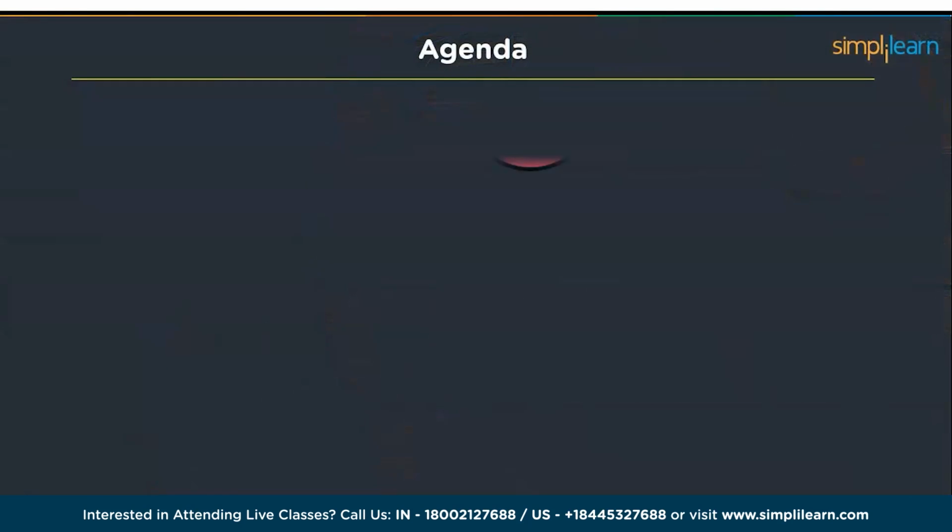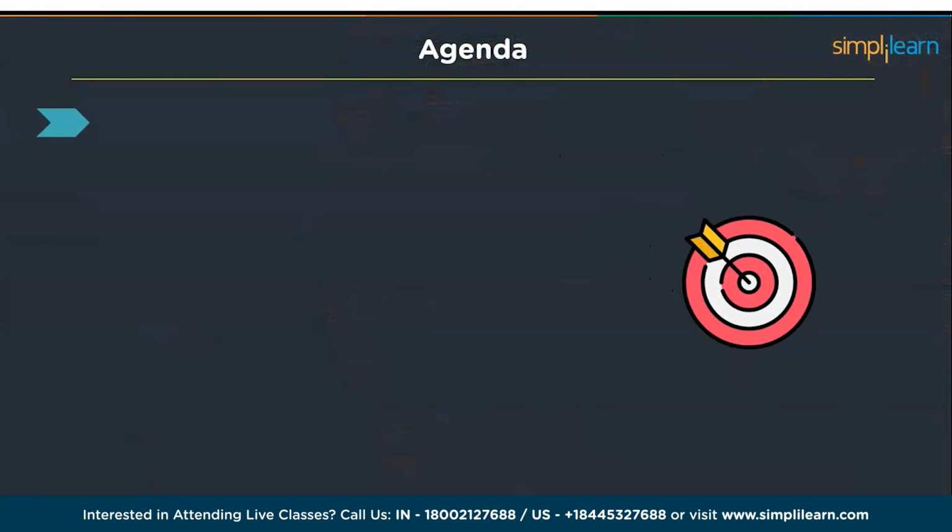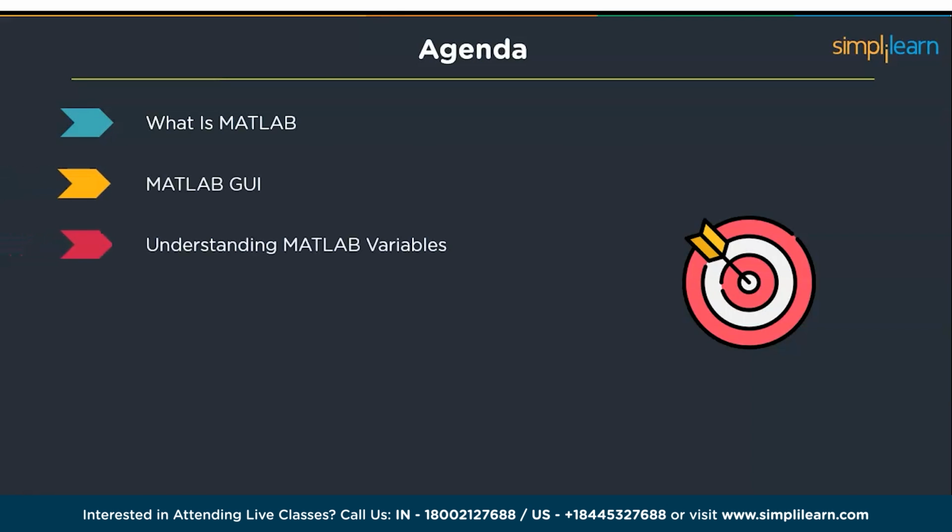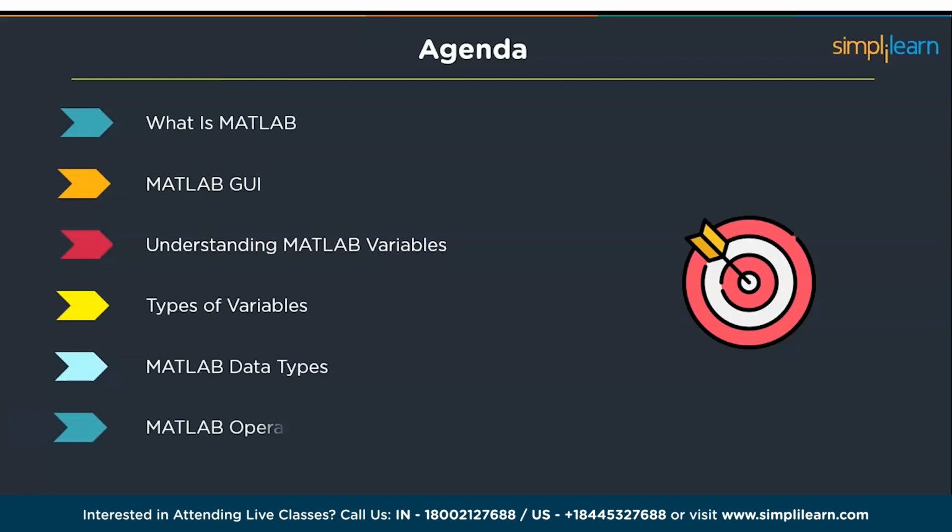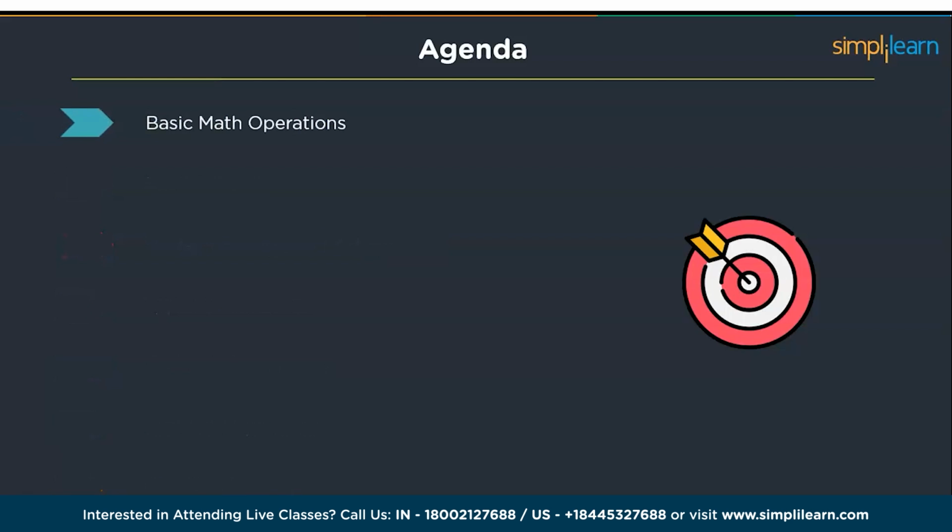Today, we will see what is MATLAB and the MATLAB GUI. We will understand the MATLAB variables and the types of variables available in MATLAB. Next, we will see how to create data types in MATLAB. Then we will see MATLAB operators, and how to create scripts in MATLAB, some of the basic math operations, and then MATLAB functions. At last, we will see how to create our own functions in MATLAB.